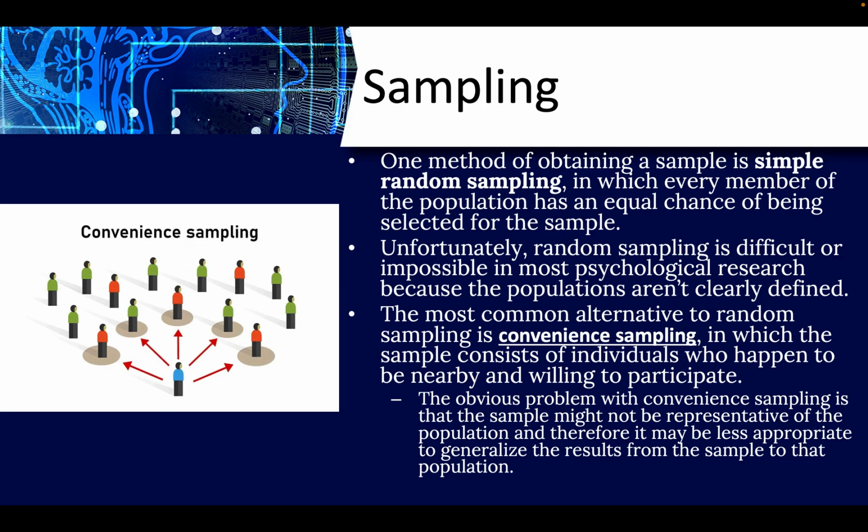One method of obtaining a sample is simple random sampling, in which every member of the population has an equal chance of being selected for the sample. Unfortunately, random sampling is difficult or impossible in most psychological research because the populations aren't clearly defined. The most common alternative to random sampling is convenience sampling, in which the sample consists of individuals who happen to be nearby and willing to participate, and that's what they've done here. The obvious problem with convenience sampling is that the sample might not be representative of the population, and therefore it may be less appropriate to generalize the results from the sample to that population.